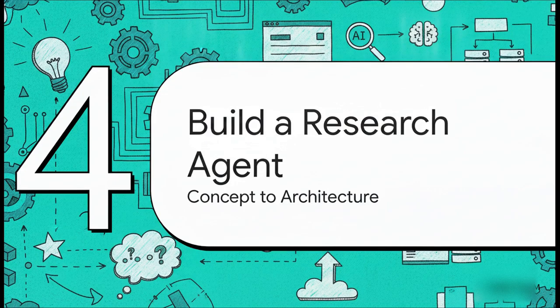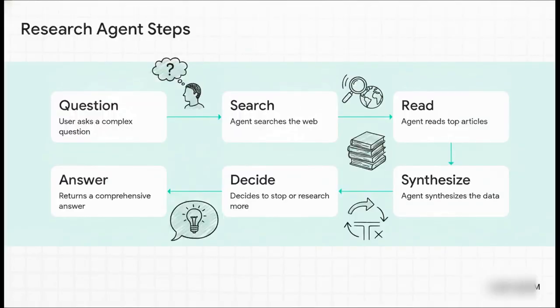Section 4. Building a research agent from concept to architecture. Let's outline the exact sequential journey of a real, functional JavaScript research agent. Step 1, a user asks a highly complex question, something like, what are the latest developments in AI safety? Step 2, the agent takes that prompt and actually searches the web. Step 3, it reads through the top articles it just found.